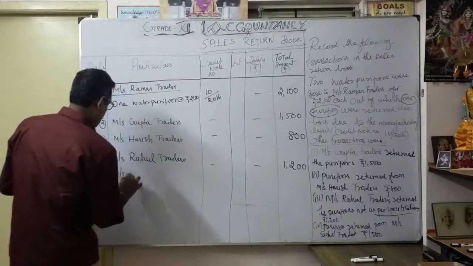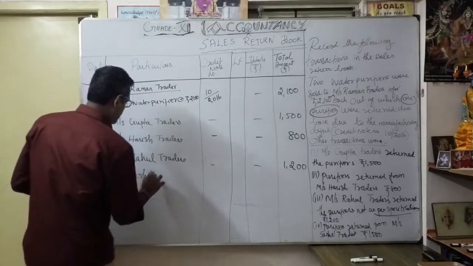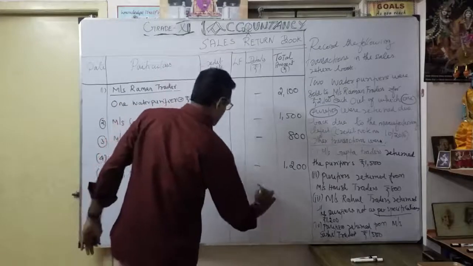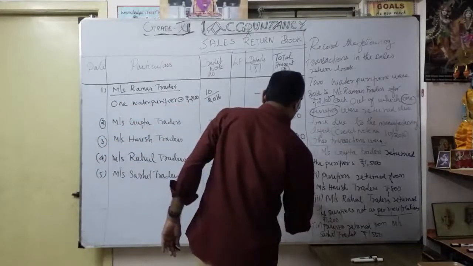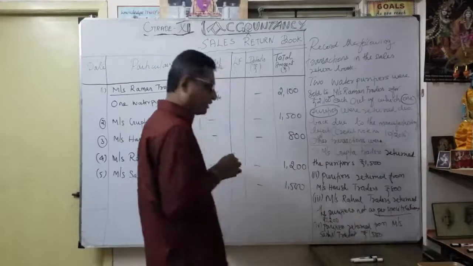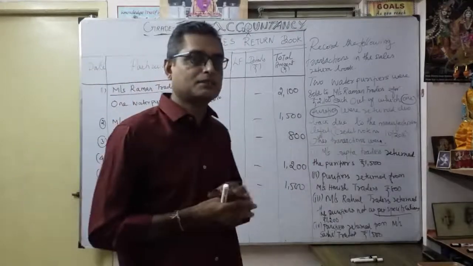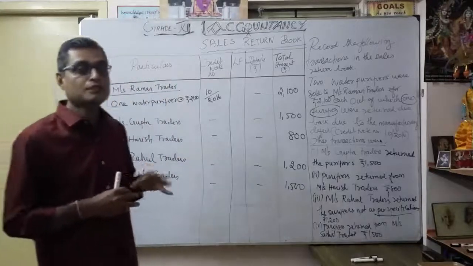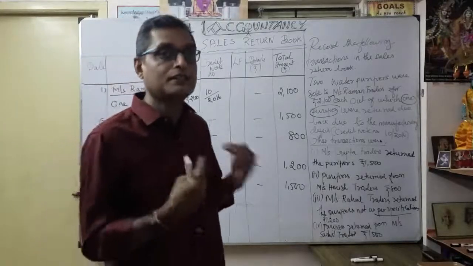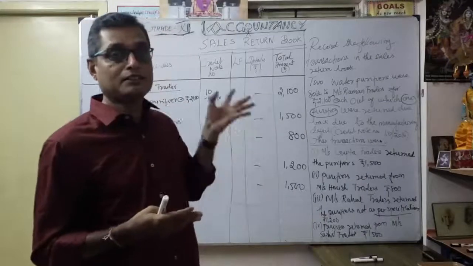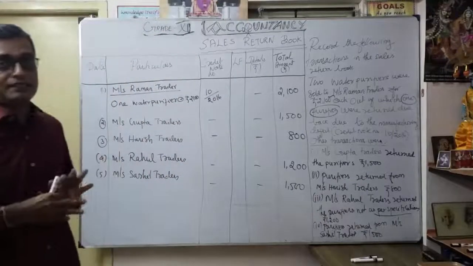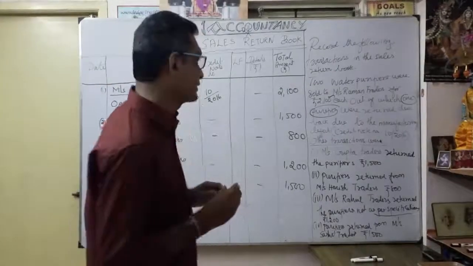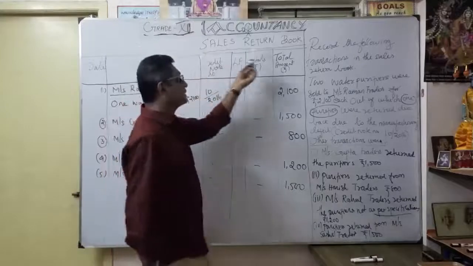Shashil Traders. So there is no credit number. How much? 1,500. So now we recorded all the goods returned by the customers in the sales return book. What type of goods? All are goods sold on credit earlier. So you are going to enter only the credit sales, not cash sales. Any returned goods are credit sales, not cash sales. That is very important. That's why we are going to record under the sales return book.